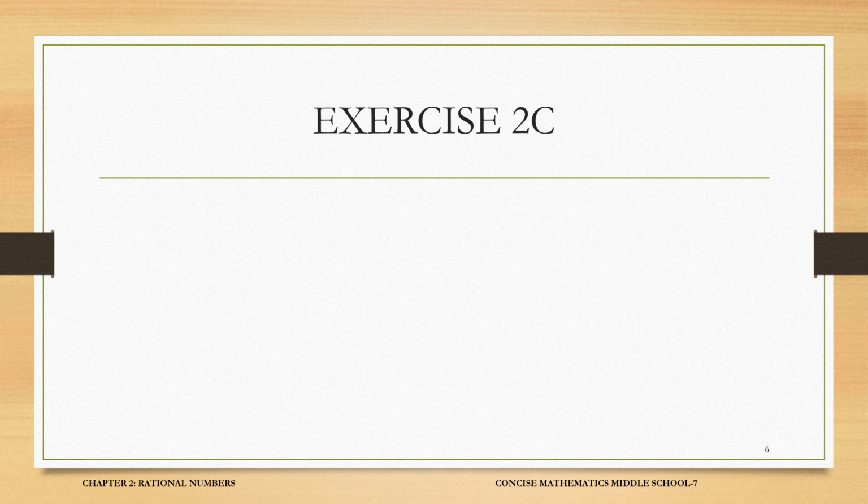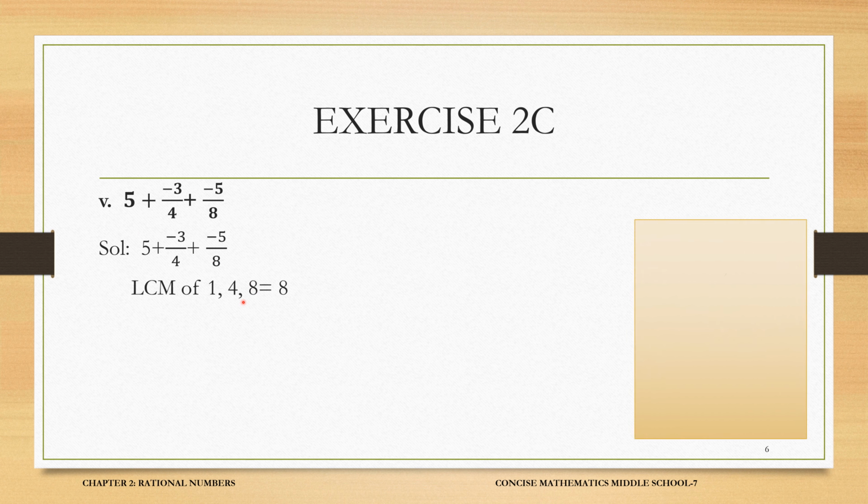Let's move on to the last question, that is the fifth one. Even here you have to take the LCM of the denominators, that is 1, 4 and 8. LCM of 1, 4 and 8 will be 8. In the rough area you can just put 1, 4 and 8. Start dividing with the least number 2. 2 2s are 4, 2 4s are 8, 2 1s are 2, 2 2s are 4, again 2 1s are 2. Now just multiply all the prime factors. 2 into 2 into 2, it becomes 8.